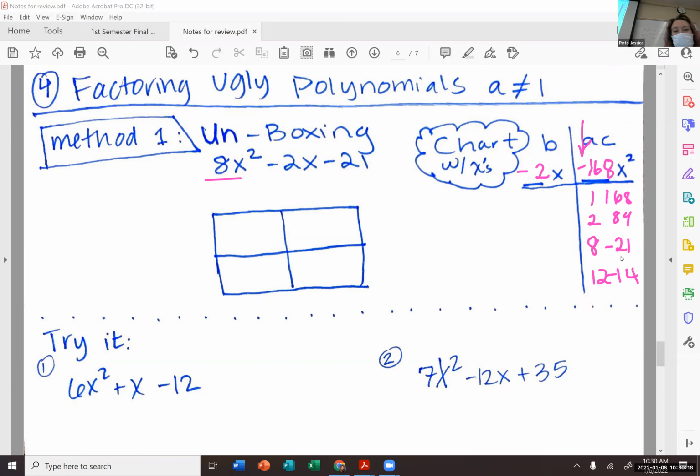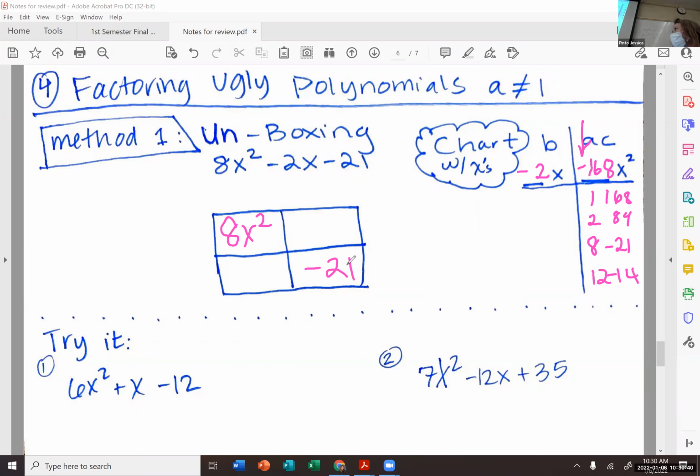Okay, so cool. Let's set up the box. So remember, on the box, the diagonals are supposed to be the like terms. So what we're going to do is put these numbers all in the box. We're going to create our polynomial inside the box. So I start by drawing the 8x squared. And I put the minus 21.